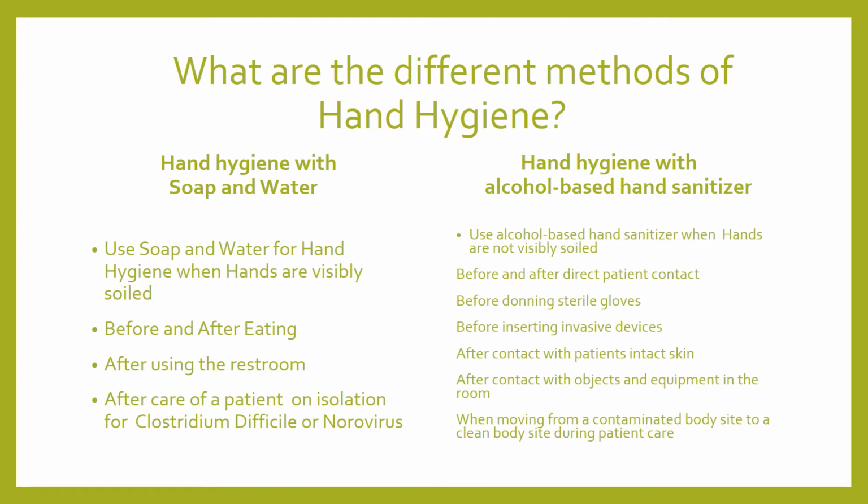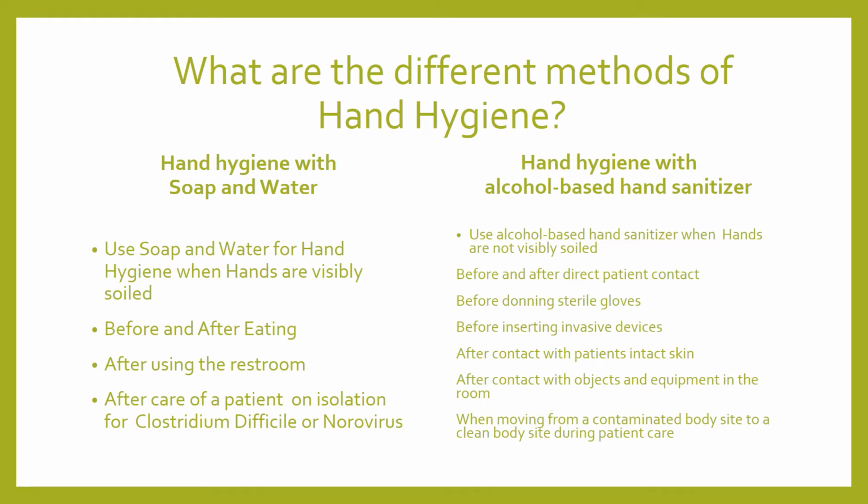What are the different methods of hand hygiene? There's hand hygiene with soap and water, and there's hand hygiene with alcohol-based hand sanitizer. Use soap and water for hand hygiene when hands are visibly soiled, before and after eating, after using the restroom, or after care of a patient on isolation for Clostridium difficile or norovirus.